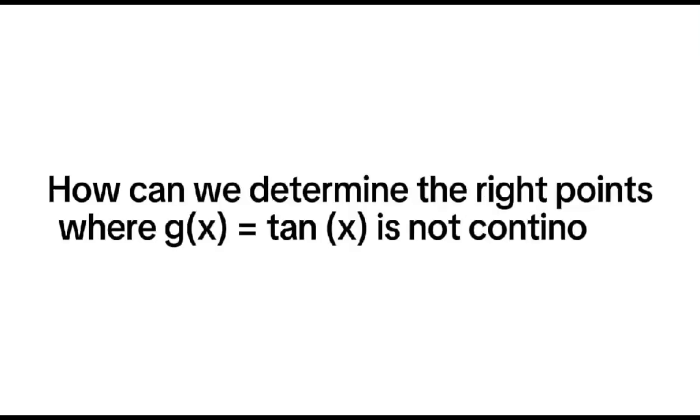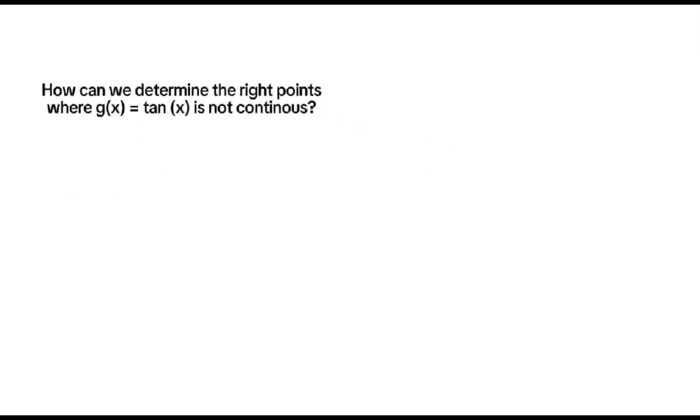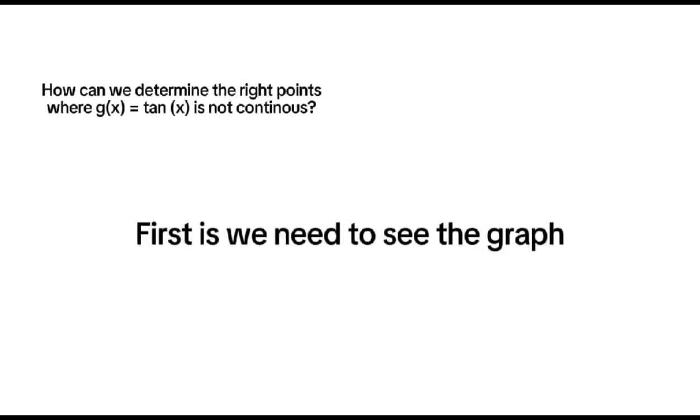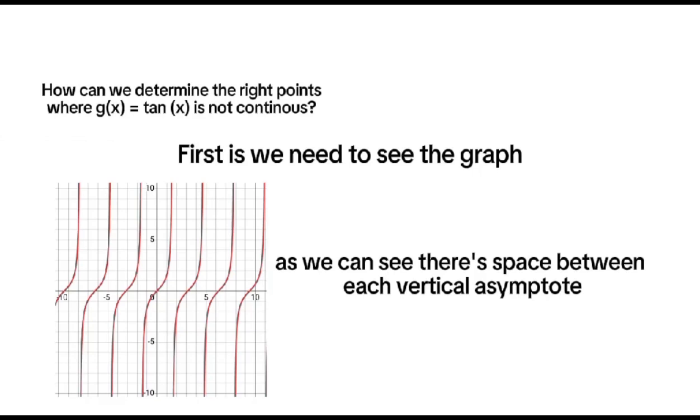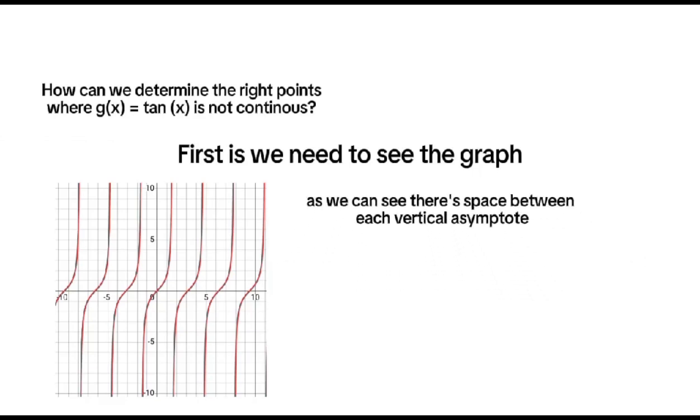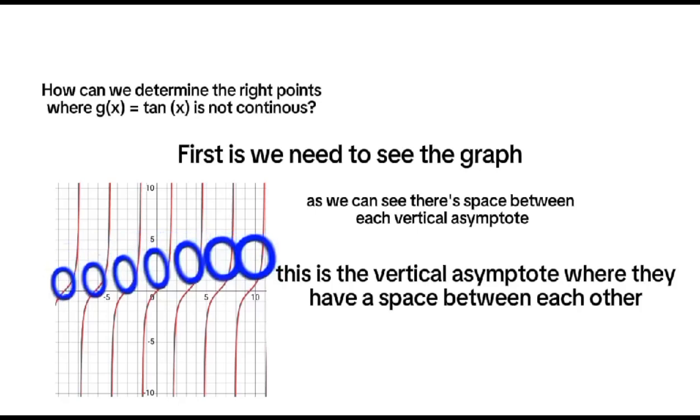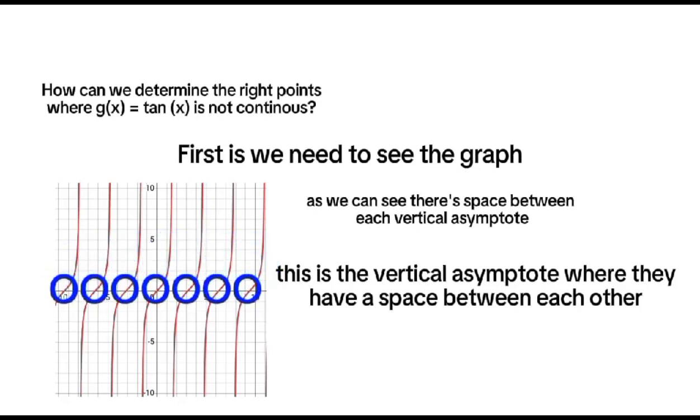How can we determine the right points where g of x equals tan of x is not continuous? First, we need to see our graph. As we can see, there's space between each vertical asymptote. These are the vertical asymptotes where they have space between each other, and that's our right points too.